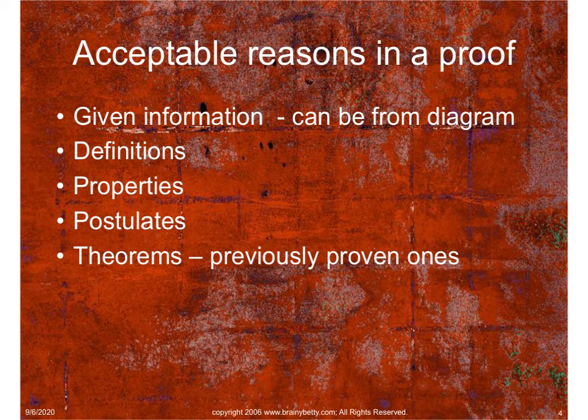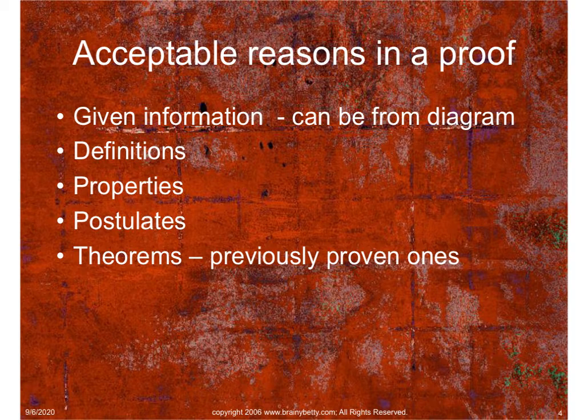So, acceptable reasons in a proof. Given information could be used in a proof. That could be from a diagram. It could be from the actual problem. Definitions can be used, properties, postulates, theorems, and previously proven theorems. And we'll get to talking about that.